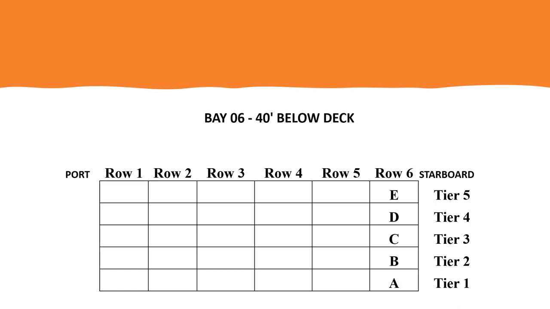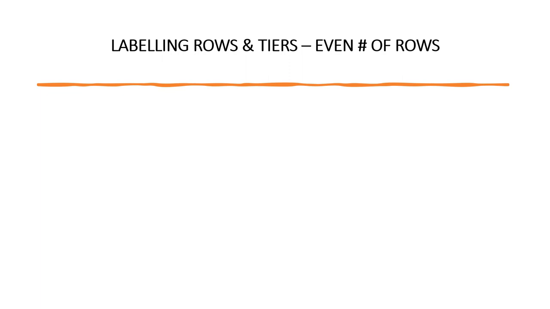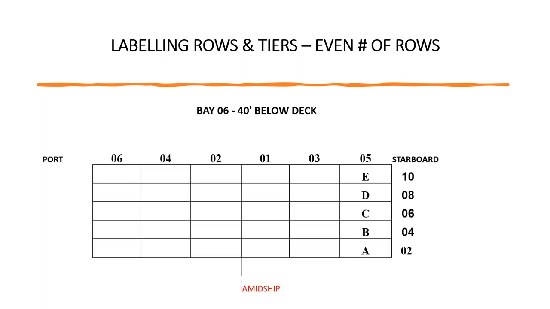And as we stated earlier, the tiers run horizontally straight across each row. So A would be in a particular tier, B would be in tier 2, and it continues up to E. Now, since this bay has an even number of rows, we are going to look at how we label the rows and the tiers. For any bay with an even number of rows, we would first find the amidship, which is right at this point, as indicated here, right between these two rows.